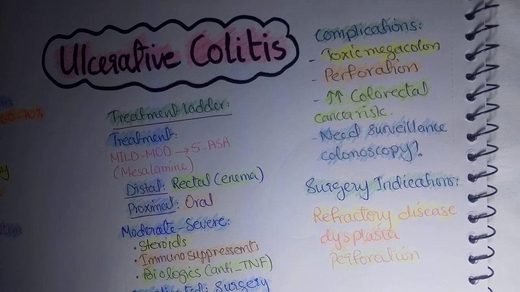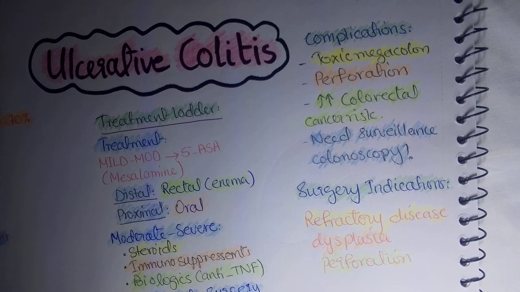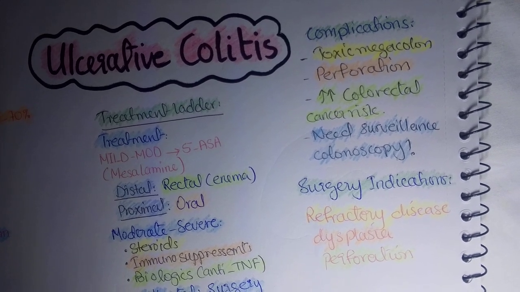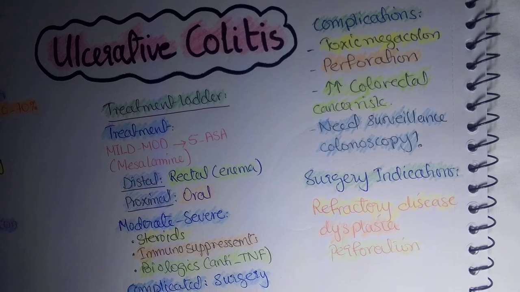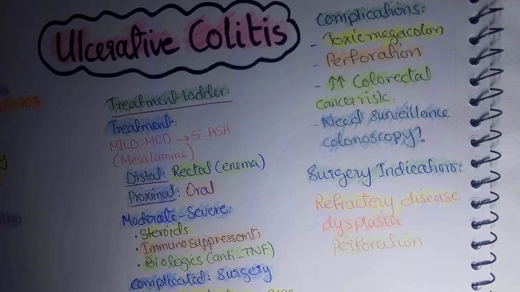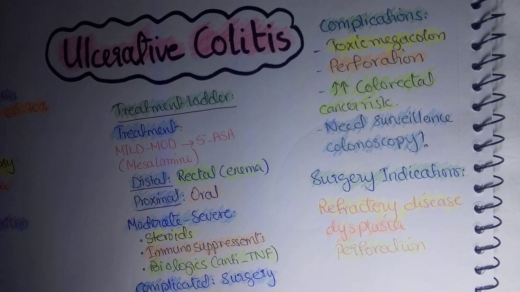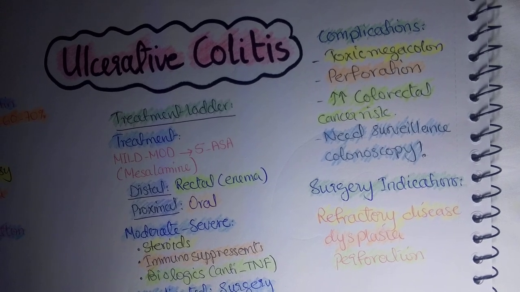So there are two categories of complications. Acute emergencies include toxic megacolon, where the colon dilates beyond 6 centimeters and can perforate, massive GI bleeding, and perforation itself. These need immediate intervention.